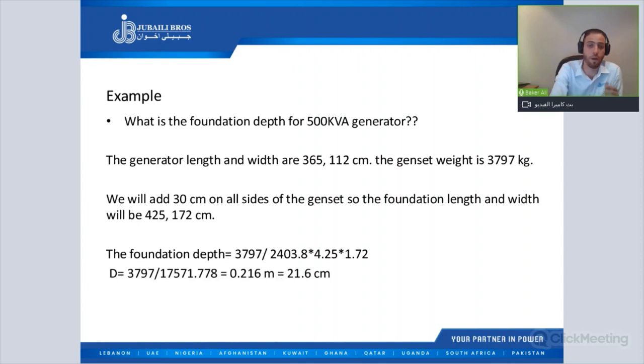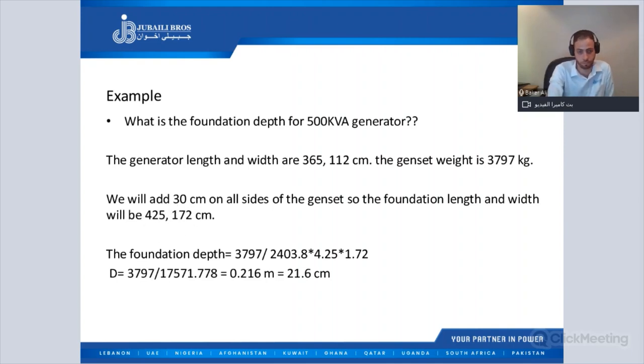The first step, we will add 30 centimeter on all sides of the generator, so we can determine the length and the width of the foundation. So 30 from the right, 30 centimeter from the left, 30 centimeter from the front and 30 centimeter on the back. So the foundation length will be 365 plus 30 plus 30, which is 425 centimeter, and the width will be 172 by adding 30 on the right and 30 on the left. So here we determine the length and width of the foundation.